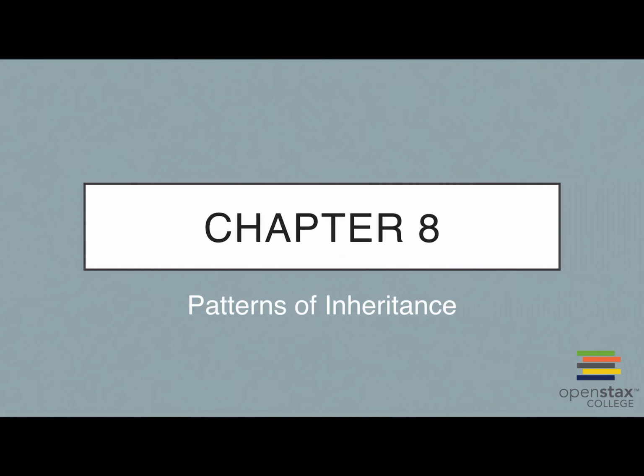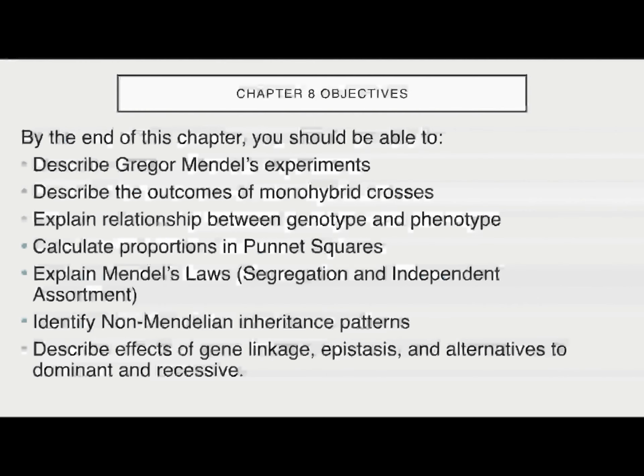Patterns of inheritance. In this chapter, by the end, you should be able to describe Gregor Mendel's experiments, the outcomes of a monohybrid cross, explain the relationship between a genotype and phenotype in an organism, and be able to calculate proportions in even percentages from a Punnett square.